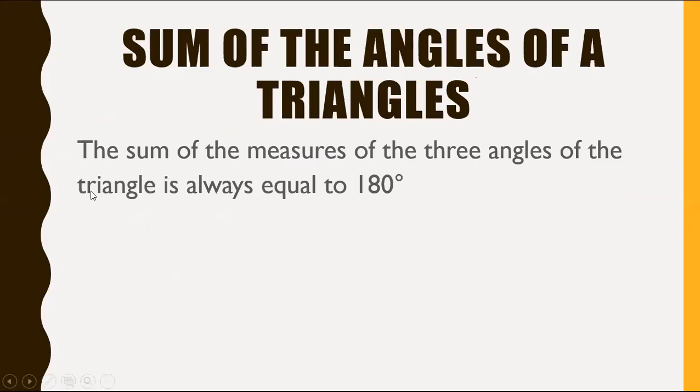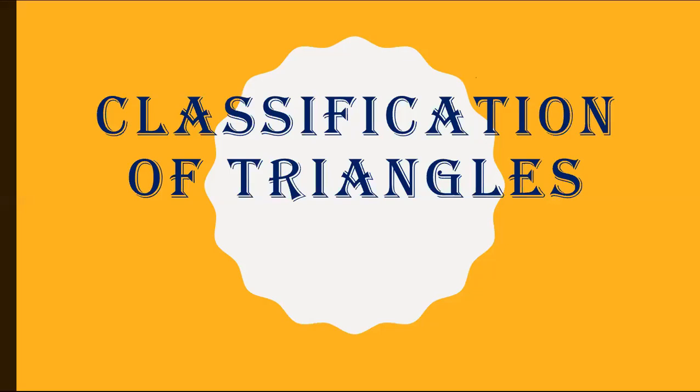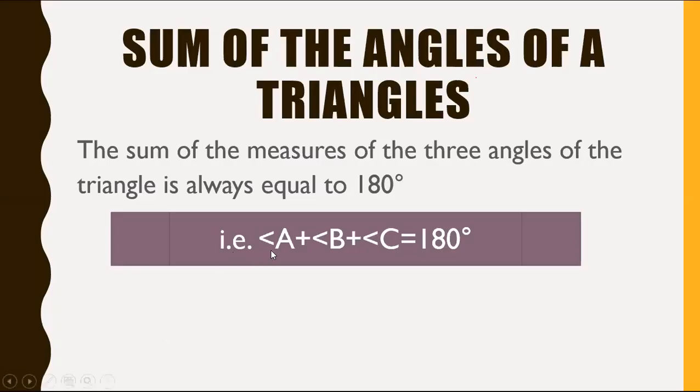Students, the sum of the angles of a triangle is always equal to 180 degrees. That means here angle A plus angle B plus angle C is always equal to 180 degrees. Whenever we add all the angles of the triangle, it must be equal to 180 degrees. Keep in mind that the sum of the measures of all the angles of a triangle is always equal to 180 degrees.